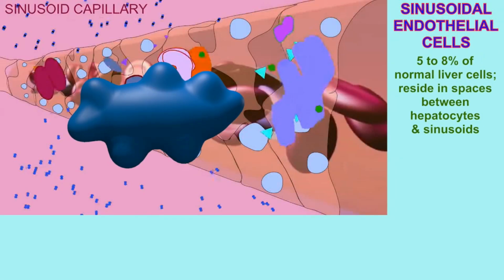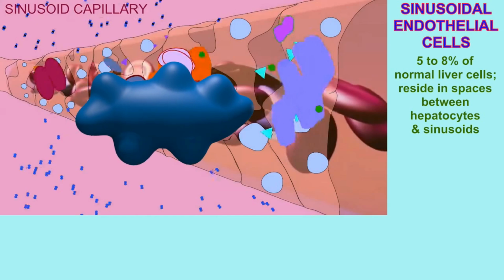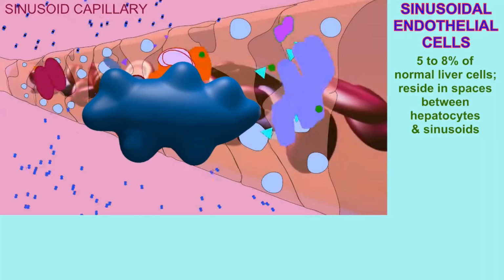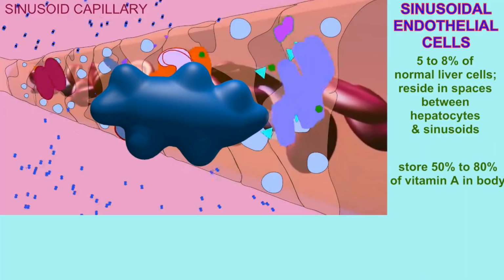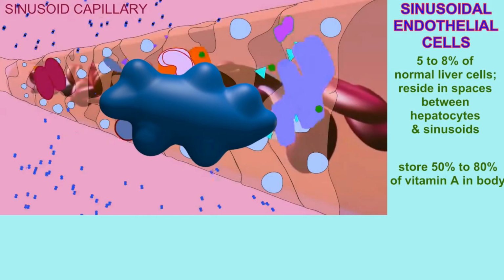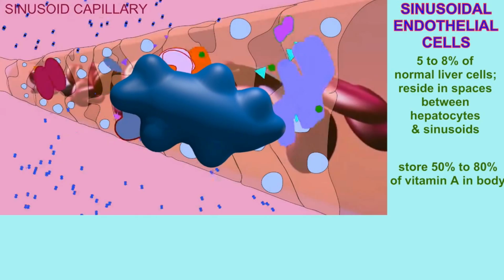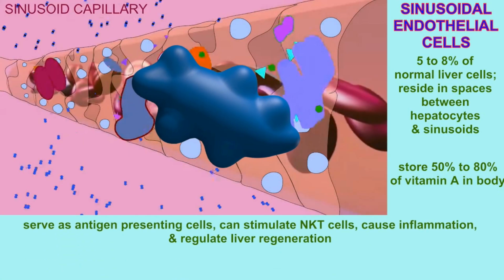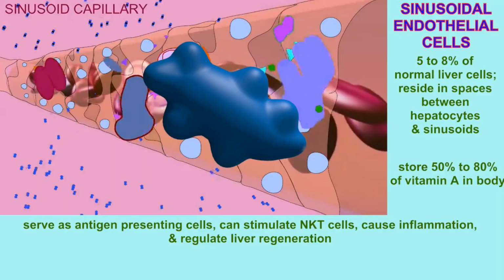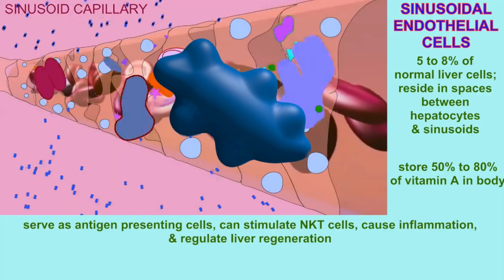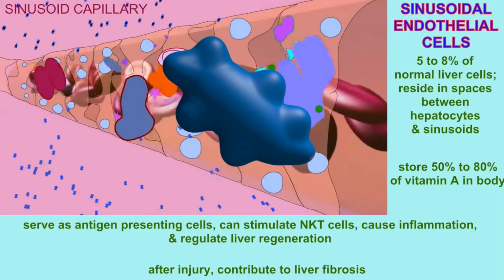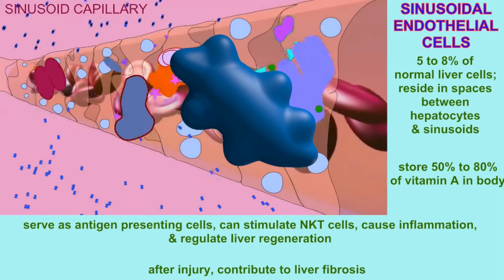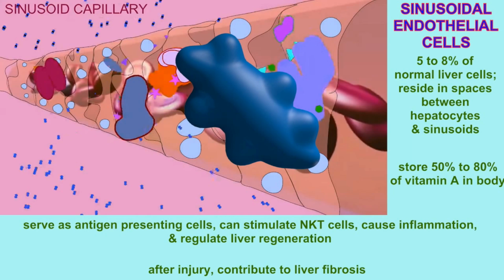5 to 8% of normal liver cells are known as sinusoidal endothelial cells. They reside in the spaces between the sinusoid capillaries and the surrounding hepatocytes. They have a number of functions. So, for example, they store most of the vitamin A in the human body, between 50 and 80%. They also serve as antigen-presenting cells and can stimulate NKT cells, cause inflammation, and regulate liver regeneration. And after injury, they can contribute to liver fibrosis.